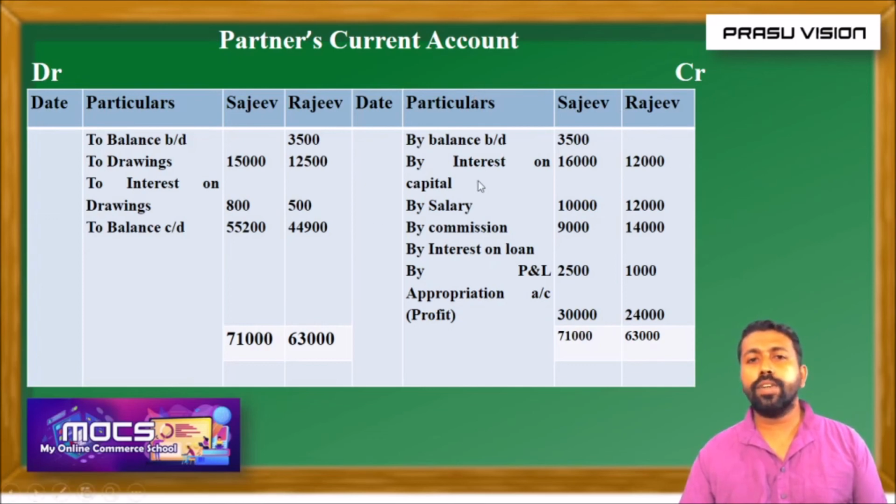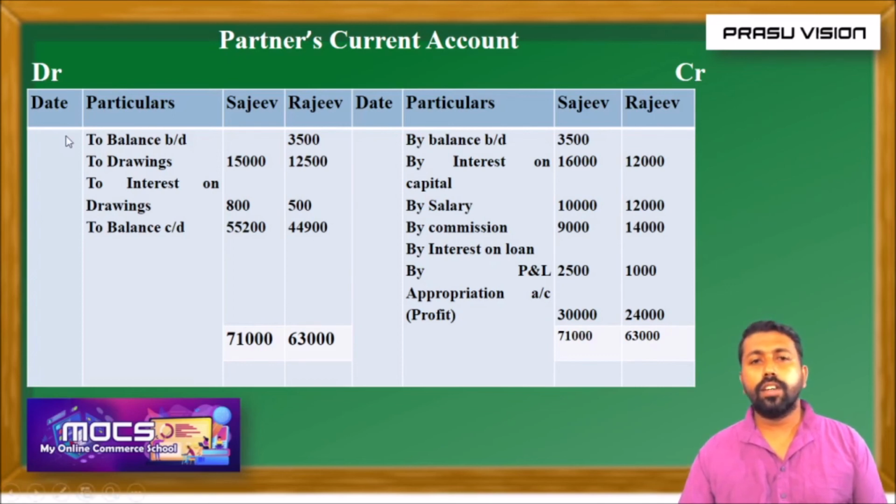There is nothing else. Then we have to write by interest on capital, the amount given in the question, by salary, by commission, and in this item, only in the fixed capital method, we will take interest on loan of partners in the current account. By profit and loss appropriation amount 30,000, 24,000. Remember, interest on loan will be recorded in the partner's current account on the credit side.